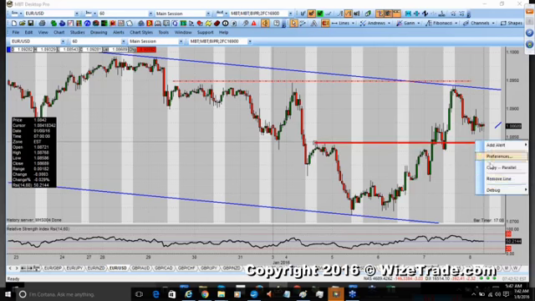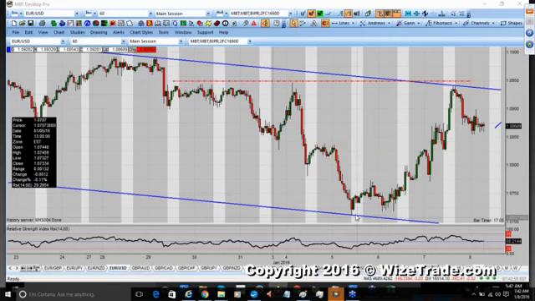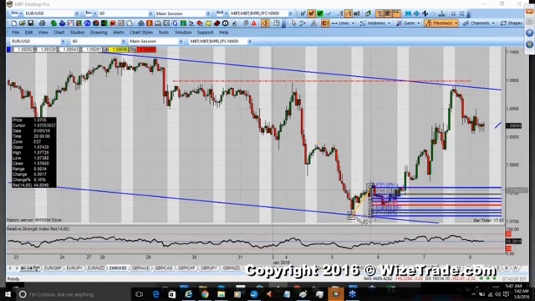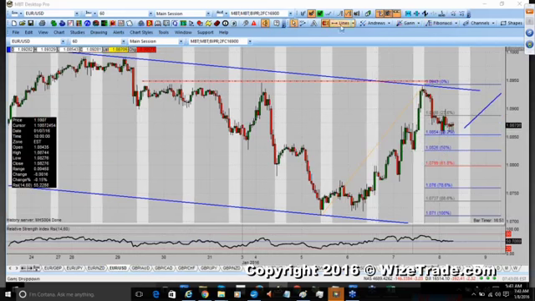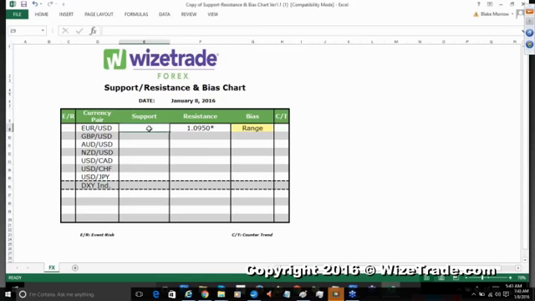But let's actually take a fib from the low to the high. This is the low right here and this is the high. Okay, there's a 38% retracement. A 50% retracement comes in right at this spike low. So because we have some confluence between here, here, and here, I would say that's decent support for today. That comes in at 1.08 and a quarter.